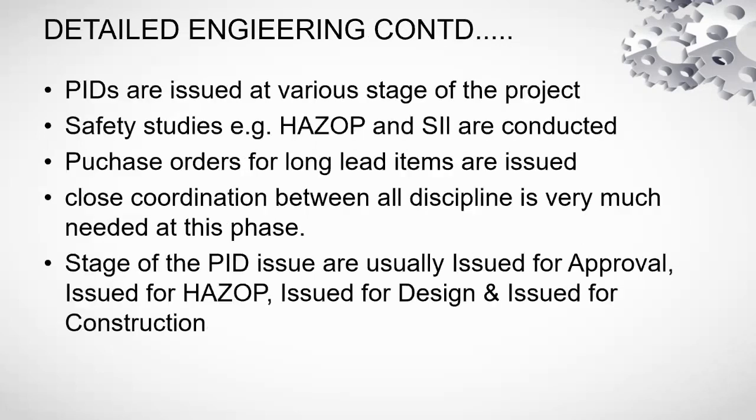Now coming back to the process discipline, P&IDs, as I said, in the detail engineering stage are issued at various stages of the project. Safety studies including HAZOP and SIL are conducted here. Purchase orders for long lead items are issued. Long lead items here include compressors, turbines, and other high pressure equipment, most probably bullets or similar items. Then in terms of control valves, there are a few high pressure, high duty control valves of higher sizes which are going to take a long lead time. So these items are identified.